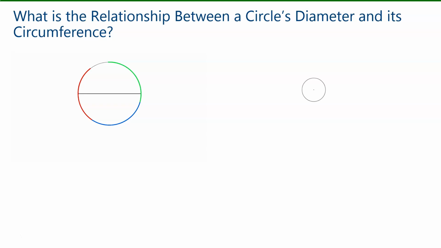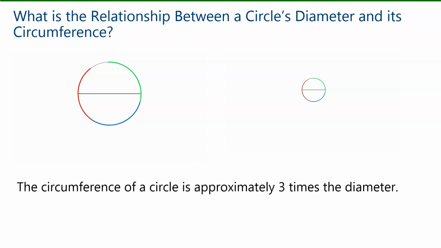So let's do that again with a smaller circle. I'm going to take the diameter and wrap it around 1, 2, 3 times, leaving a little bit of space yet again. So we can say that no matter how big or small a circle is, the circumference is approximately 3 times the diameter.